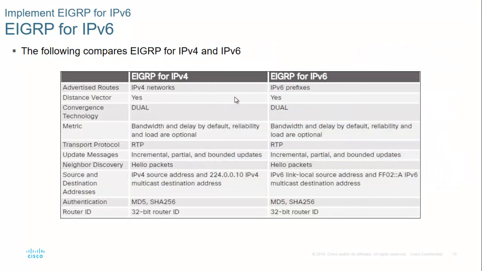So this is a table comparing EIGRP for IPv4 and EIGRP for IPv6. Now if you look here, most, if not all of it, is the same. One, two, three, four, all of these are the same except that this one uses IPv4 addresses or networks and this one uses IPv6. And this one uses a different multicast address, an IPv6 multicast address. Other than that, they are the same. So whatever you have learned before, you can apply to IPv6 with a slight twist, if you may.